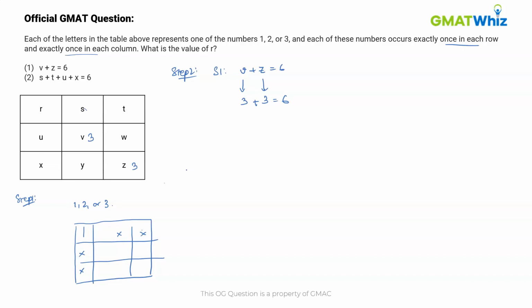and since 3 has to occur exactly once in each row and each column, that means this row cannot contain any more 3, this column cannot contain any more 3, and this column as well. Similarly, this row already has one 3 and the last row also has one 3. So the only option left for the number 3 to be present in row 1 is in the square of r. So we can conclude that the value of r will be equal to 3 here.